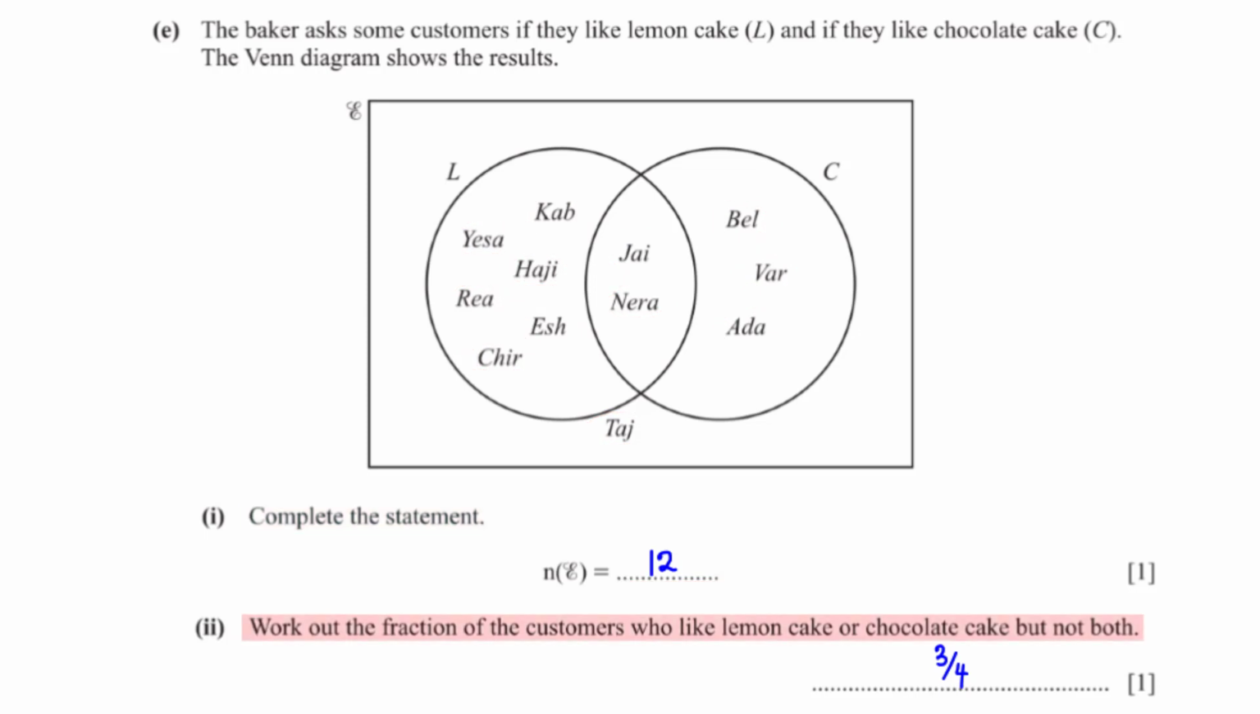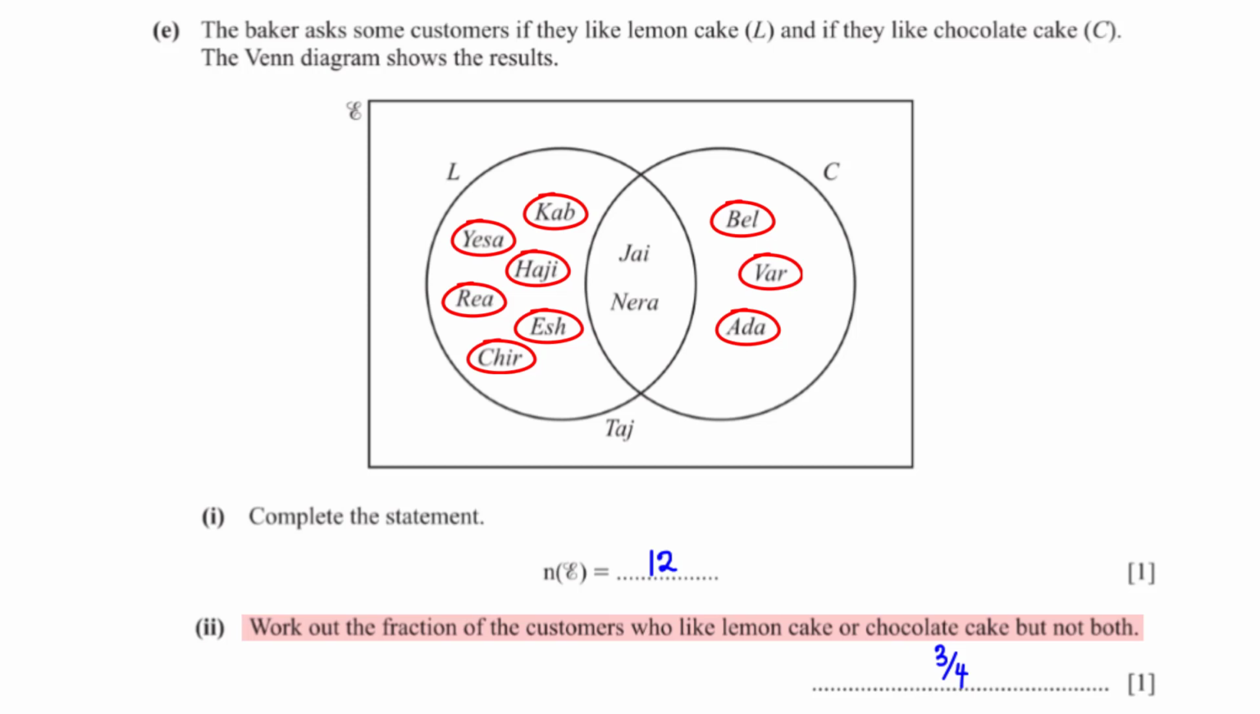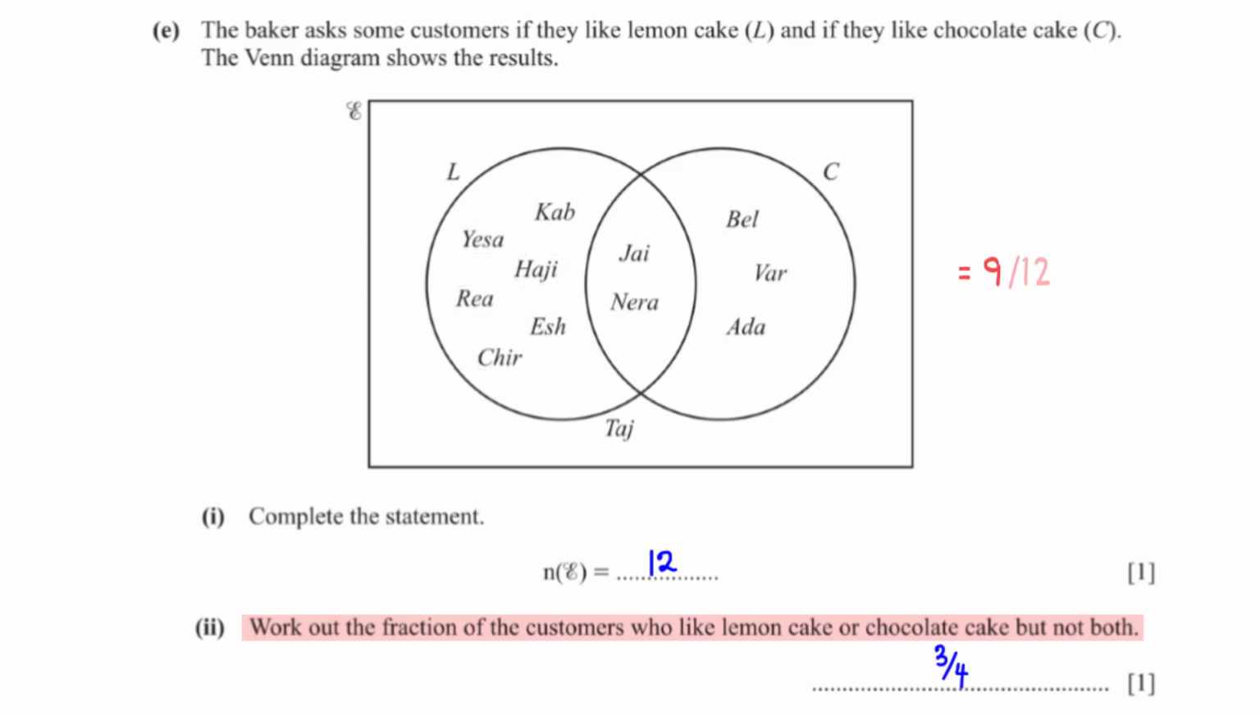Work out the fraction of the customers who like lemon cake or chocolate cake, but not both. This is equal to the number of customers who like lemon cake or chocolate cake, but not both, which is 9, divided by the total number of customers, which is 12. This simplifies to 3 over 4.